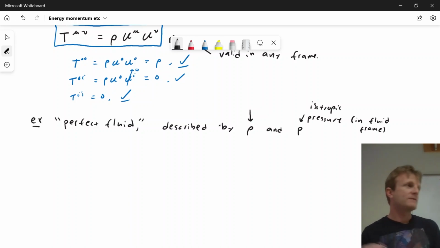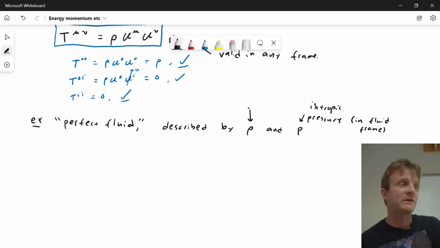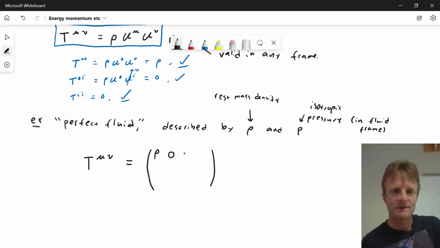And in fact, even deriving the equations of fluid mechanics from more fundamental descriptions is quite challenging, especially in special relativity. We still put rho in the spot where the energy density goes, but then we put P in the XX, YY, and ZZ components.